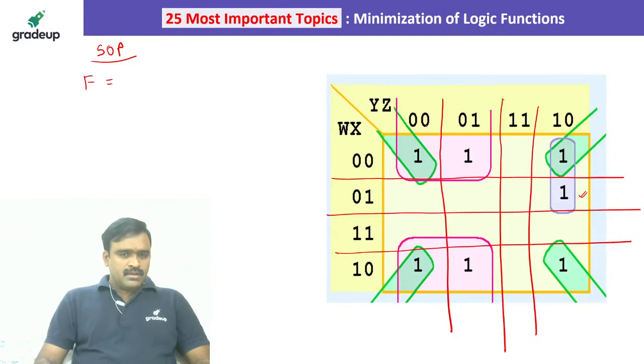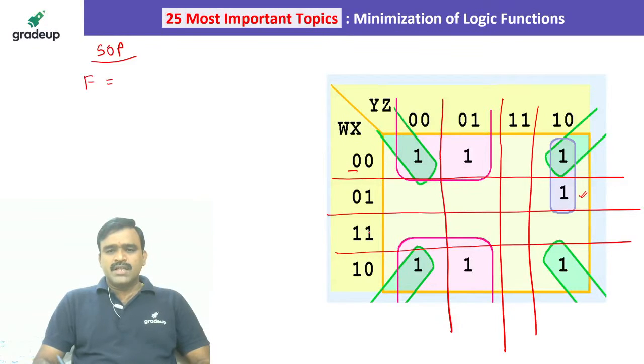Now coming to this 4 corner ones. So this one and this one actually. This is coming under x bar area as far as this wx is concerned. And yz is concerned, that will come under z bar area. So x bar z bar, f is equal to x bar z bar.